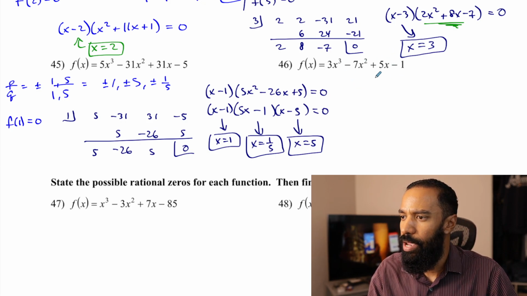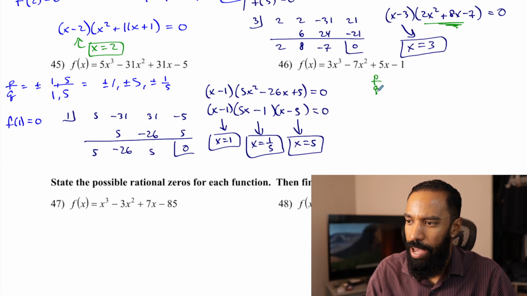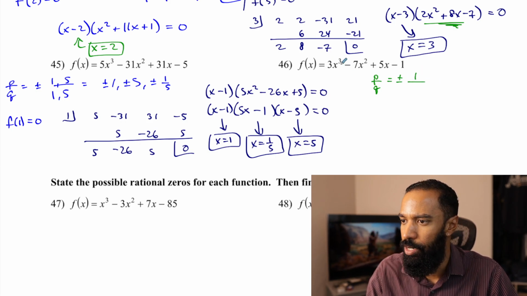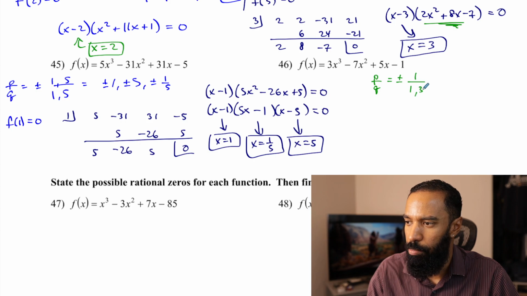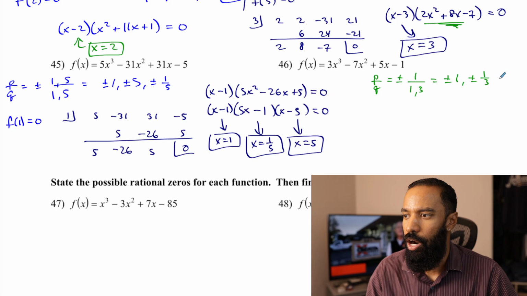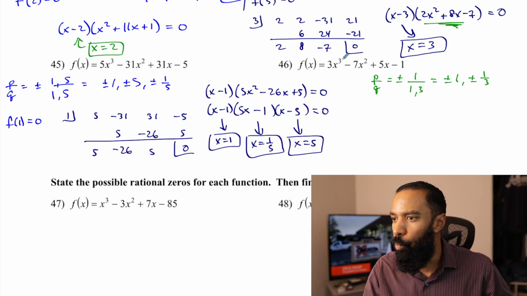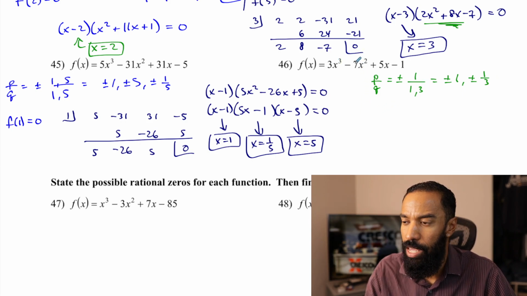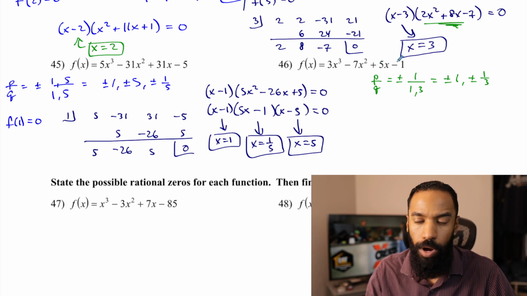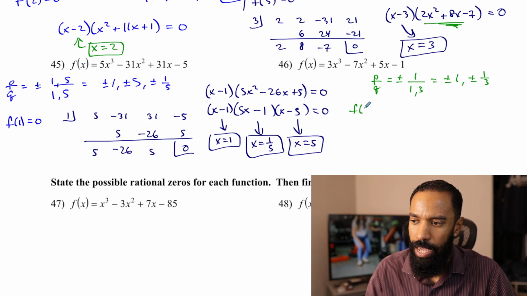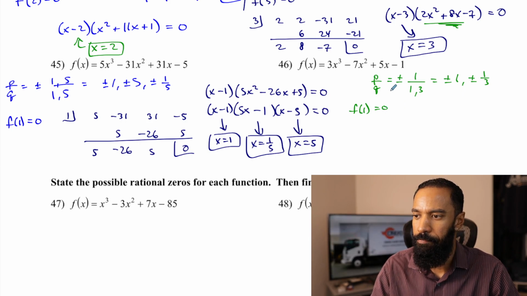Okay, in this last one right here, your p's over q's: factors of your constant are plus or minus 1, over factors of your leading coefficient, which are plus or minus 1 and 3. So plus or minus 1, plus or minus 1/3 are your options here. F of 1, we'll get 3 minus 7 is negative 4, plus 5 is 1, minus 1 is 0. So that does work out.